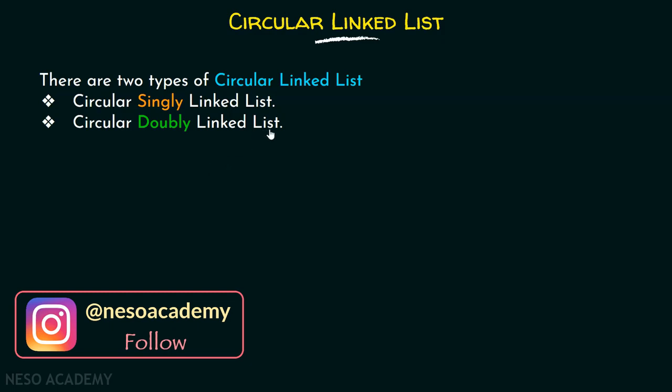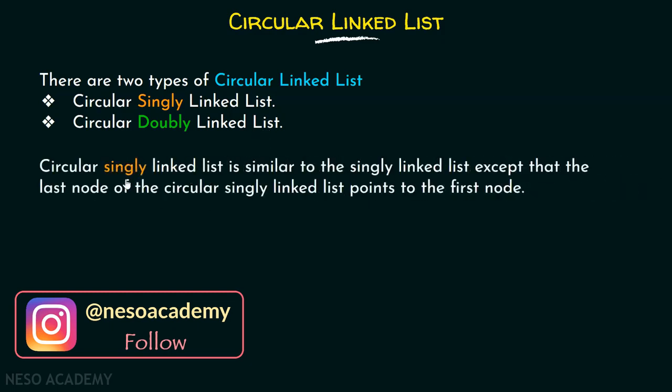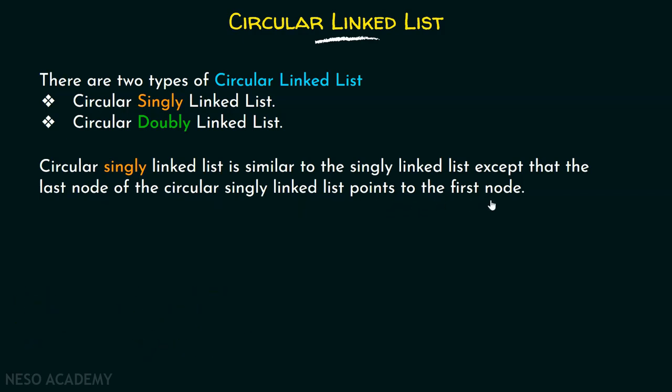Let us discuss what is circular singly linked list. Circular singly linked list is similar to the singly linked list, this must be noted, except that the last node of the circular singly linked list points to the first node. Okay, so last node of circular singly linked list must point to the first node. This is the difference between a circular singly linked list and a singly linked list.